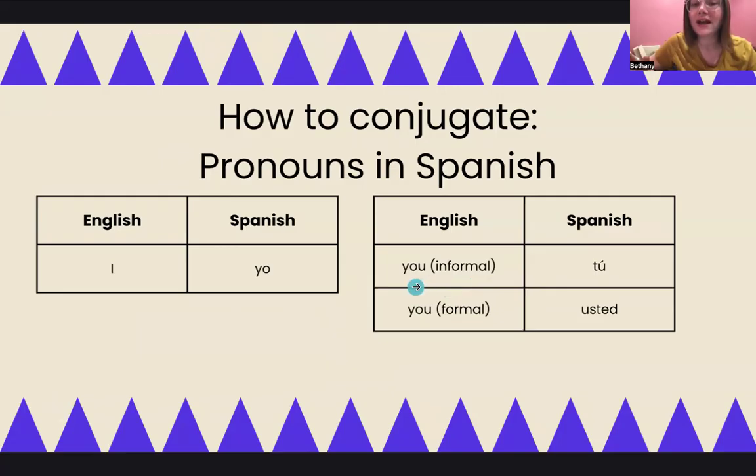And then we have two different yous. There's the informal you, like if you're talking to your pal, which is tú. And then we have the formal you. If you're talking to an older relative, if you're talking to a teacher, if you're talking to somebody you don't know, you may use usted. So we have yo, tú, usted.